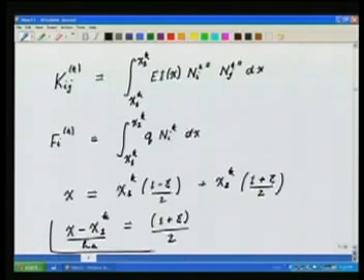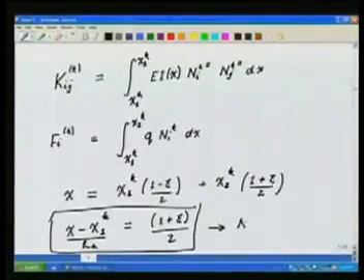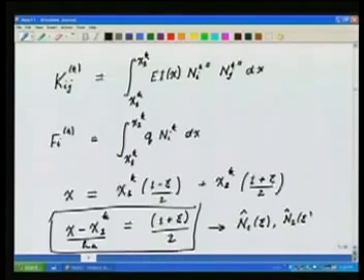I substitute this in the expressions of n1k, n2k, n3k and n4k to get my so-called n1 hat as a function of psi, n2 hat as a function of psi, n3 hat as a function of psi and n4 hat as a function of psi. So let me write, as an example, what n1 of k will become.